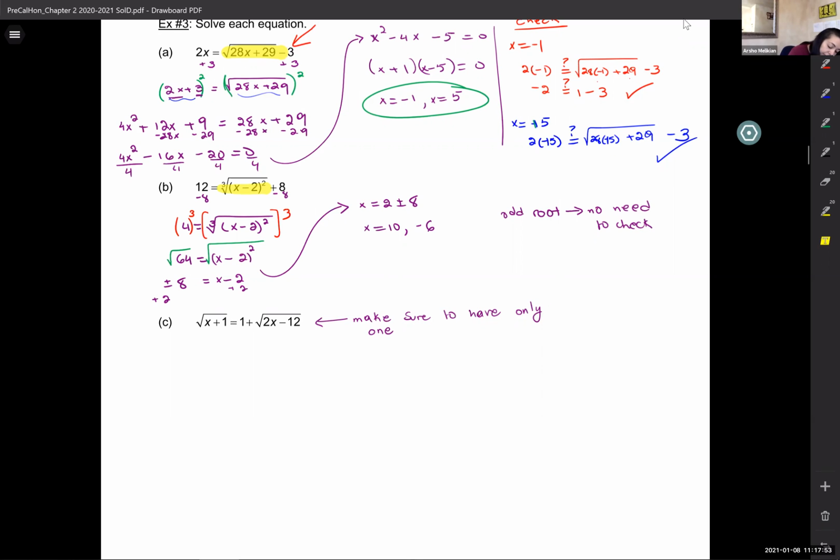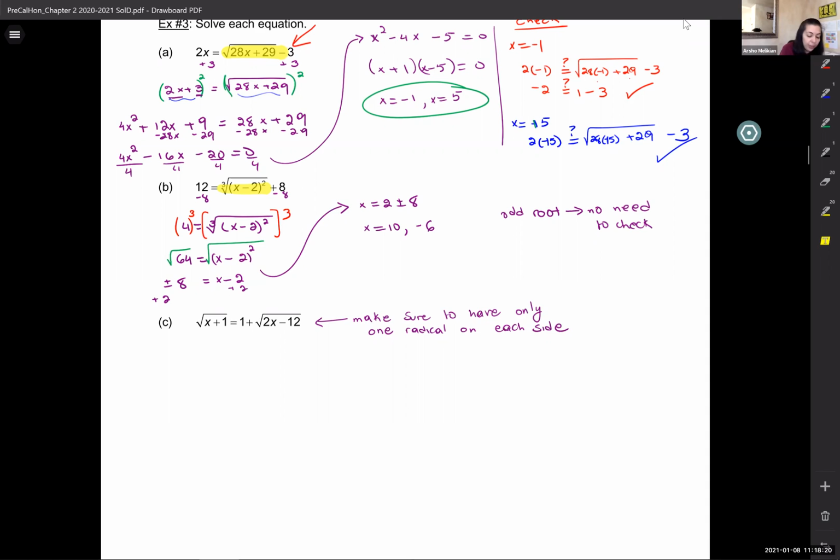So make sure to only have one radical on each side, right? So sometimes you might have root blah, blah, blah, plus root blah, blah, blah equals 1. Rearrange it so you only have one root. Mathematically, it doesn't make a difference, but computationally, it just makes things a little bit simpler. Okay.